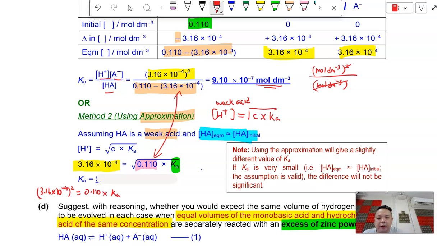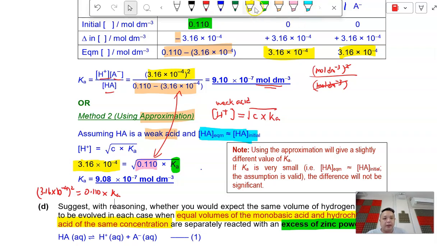And then we solve for Ka. So we take square on both sides to get rid of the square root, and you end up with 9.08 times 10 to the power minus 7 mole per dm cube. In this case, you can see the difference between the earlier method and that of the approximation method, it's quite similar. The difference is not significant. Again, I want to highlight, in this case, I would rather you save time and use method 2 instead.